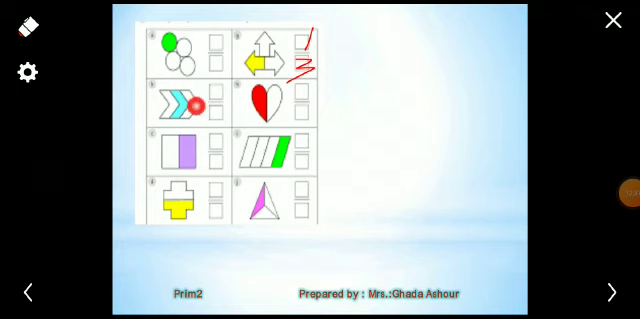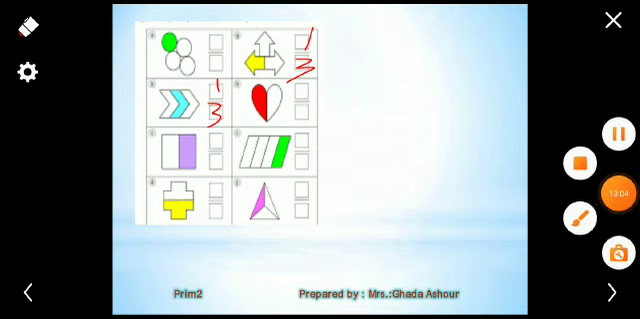What about that shape? Look at that shape. 3 equal parts. But just one colored. So the fraction will be 1 over 3.